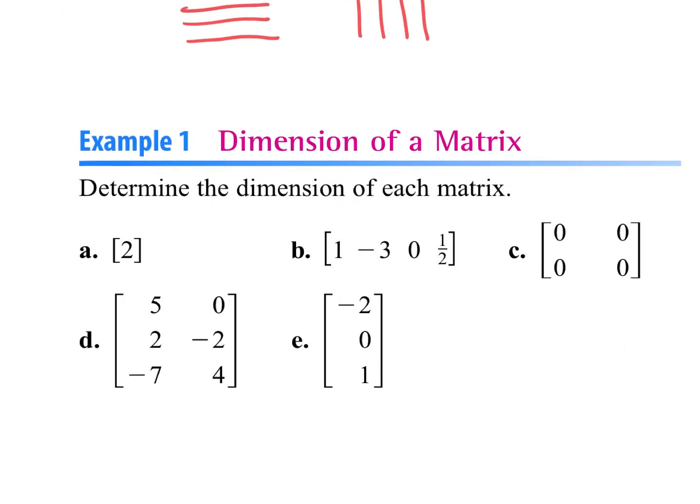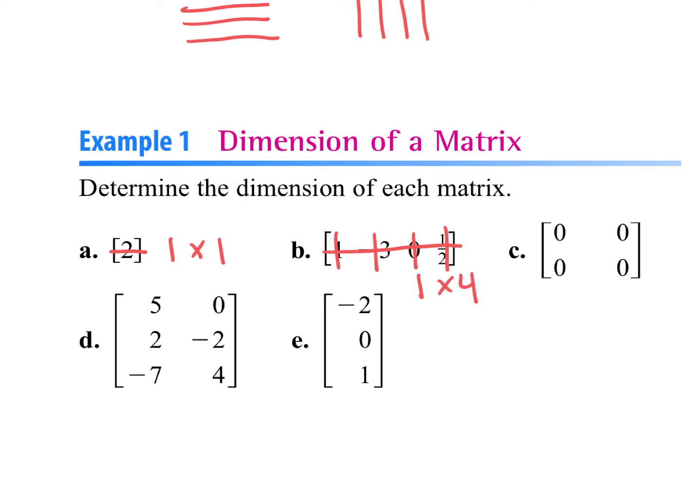All right, so example 1, we have to determine the dimensions of a matrix. So how many rows do I have in A? 1. And how many columns? 1. So it's a 1 by 1. So quick. For B, how many rows do I have? 1. And how many columns? 4. 1, 2, 3, 4. So it's a 1 by 4.